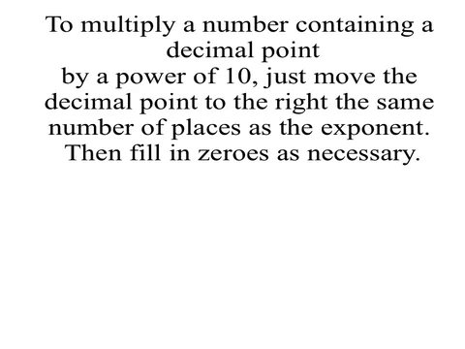To multiply a number containing a decimal point by a power of 10, just move the decimal point to the right the same number of places as the exponent. Then fill in zeros as necessary.